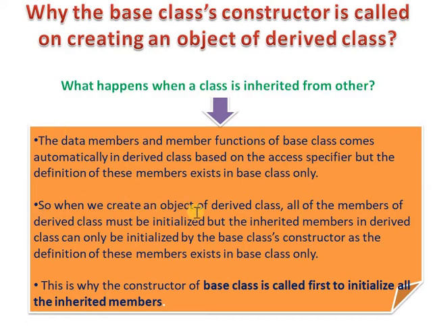So when we create an object of a derived class, all of the members of the derived class must be initialized, but the inherited members in a derived class can only be initialized by the base class constructor, as the definition of these members exists in the base class only. We know that in inheritance we were creating the object of the derived class.